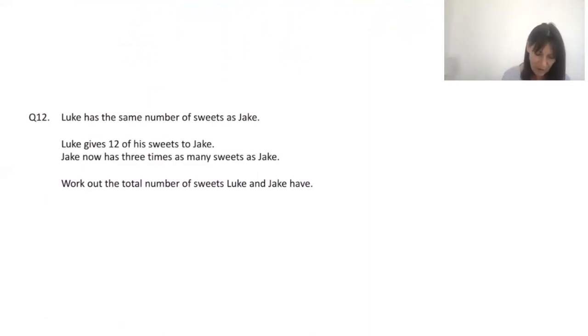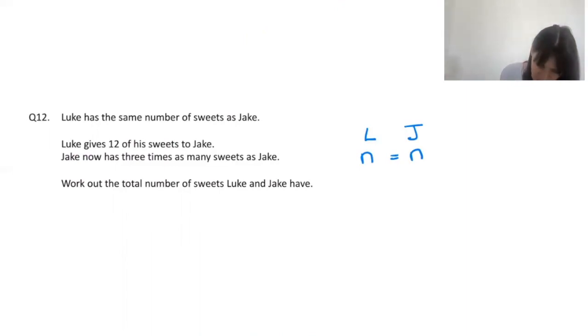All right, so we've got Luke and Jake having the same number of sweets. That's our starting piece of information. And if I was to show this mathematically, I would say Luke and Jake have a number of sweets that are equal. But then Luke gives 12 to Jake. So what would that look like algebraically?